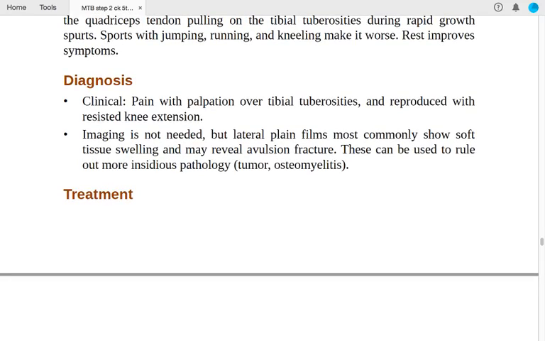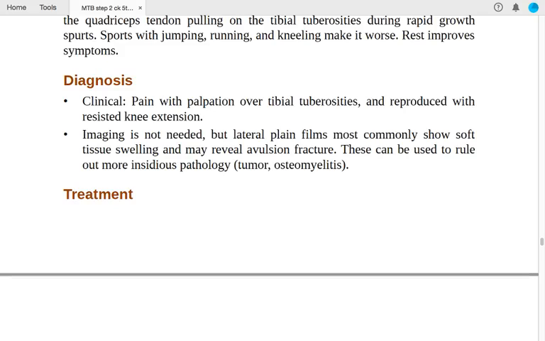Now, from the diagnostic point of view, if we are going to make a clinical diagnosis, it will be based on the examination, like pain with palpation over the tibial tuberosity, reproduced with resisted knee extension. That is also a case of Osgood-Schlatter. Imaging is not needed, but a lateral plain film most commonly shows soft tissue swelling. So in order to look for swelling, we'll go for the lateral plain film X-ray, right, especially of this area.